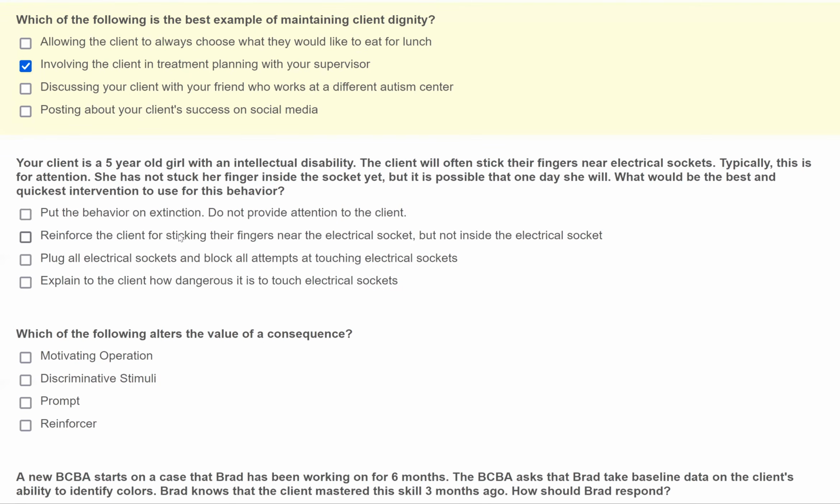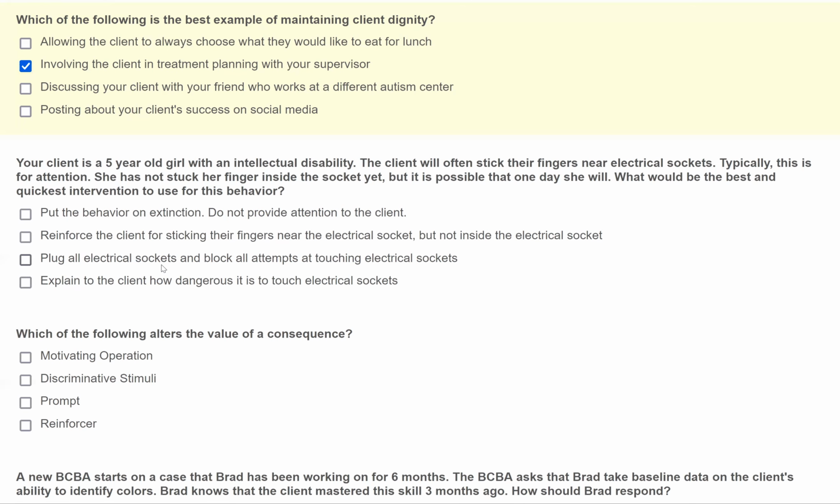B, reinforce the client for sticking their fingers near the electrical socket, but not inside the electrical socket. Still, that's not great. We don't want them anywhere near the electrical socket. Not inside is what we want, right? But we don't want them close to it. What if they accidentally slip up one day? We shouldn't be reinforcing, again, potentially threatening and dangerous behaviors.